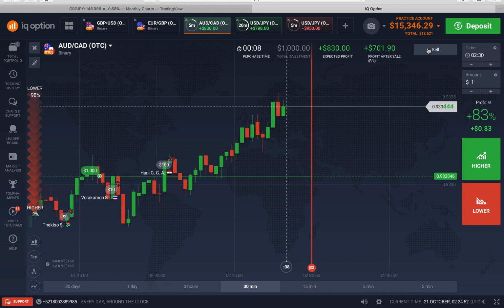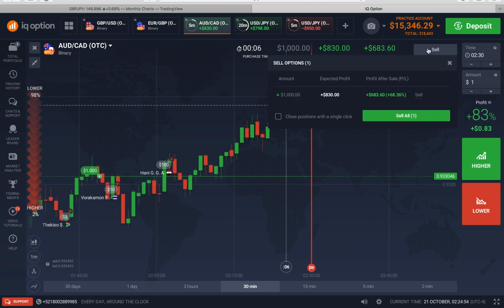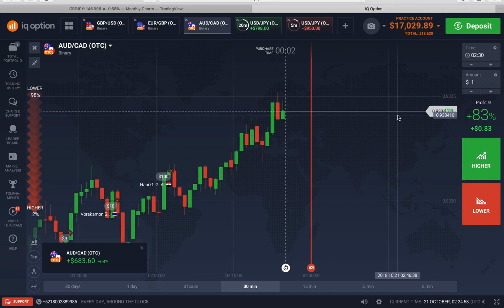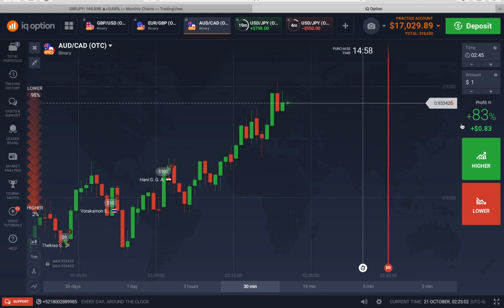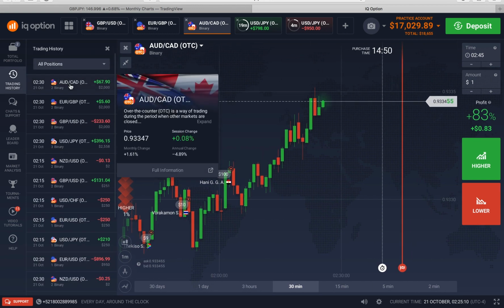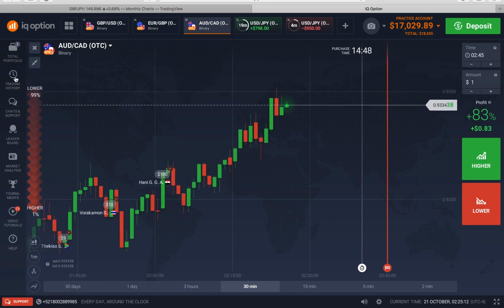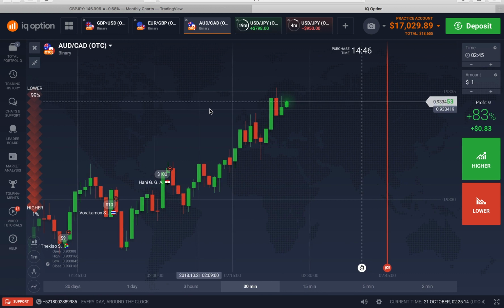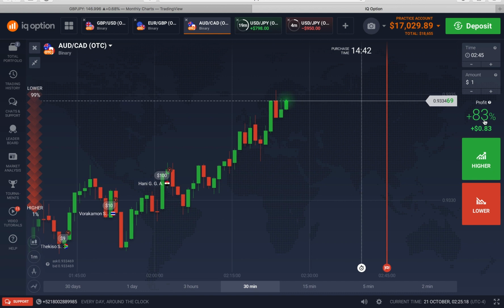Right, so I'm going to sell this position too. I'm going to click sell, early sell. I made 68% profit instead of the 83% that it was paying out. It was paying out 83%. I just took about 68% on that trade instead of 83. So I took about 20% off of my trade.